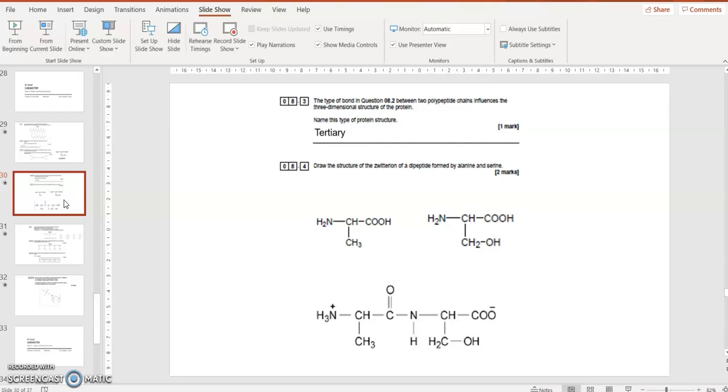What have we got? We've got a polypeptide chain influences a three-dimensional structure. A three-dimensional structure is a tertiary protein.